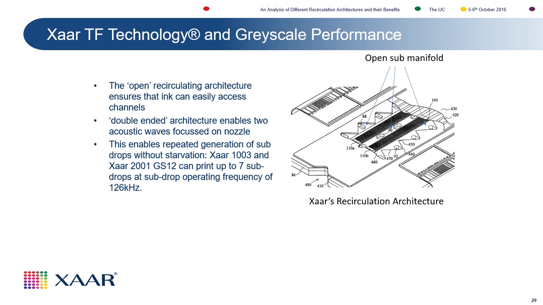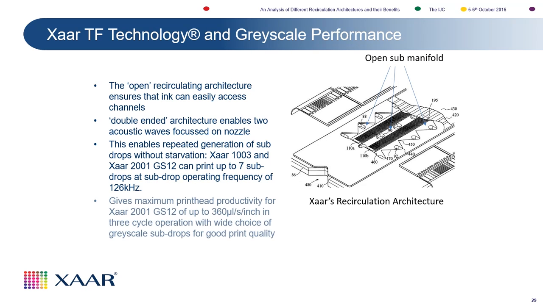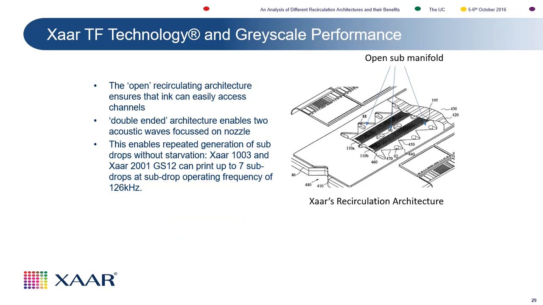pump, when we're in grayscale mode, continue to produce subdrops. This is not just in Xaar technology. We saw some other technologies before which had a similar open architecture. What this means is that you can print up to seven grayscale drops. So you can have a very small drop, but also because you can pump lots of them, you can have a very high laydown drop also. So it's quite a flexible product.